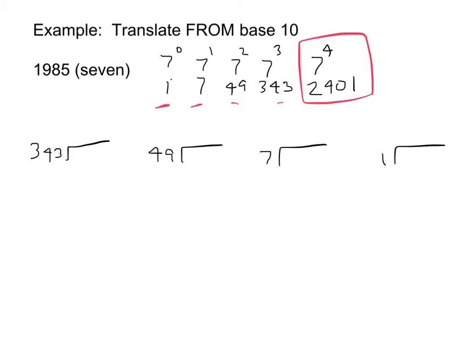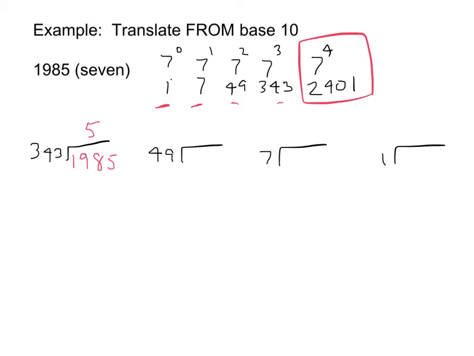Now let's go through, and our first number we put in is our 1985. So we take 1985 and we divide that by 343. And we get 5.7871, and we get a whole bunch of decimals. Well, we only care about that 5 at the beginning.